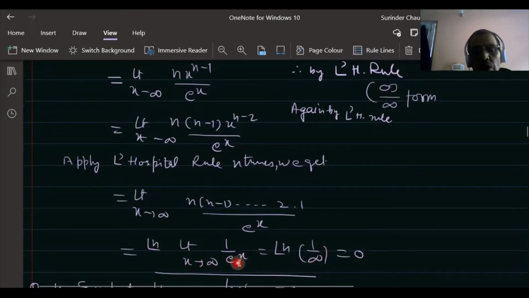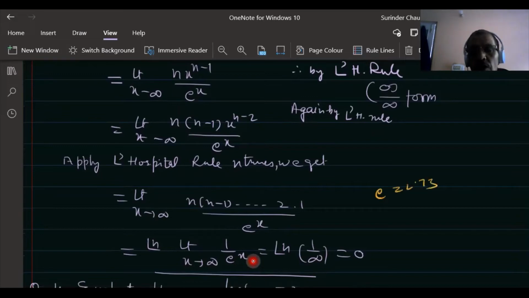Here e is greater than 1, the value of e being 2.73. So e^infinity is equal to 2.73^infinity, which is equal to infinity. So 1 upon infinity is equal to 0.